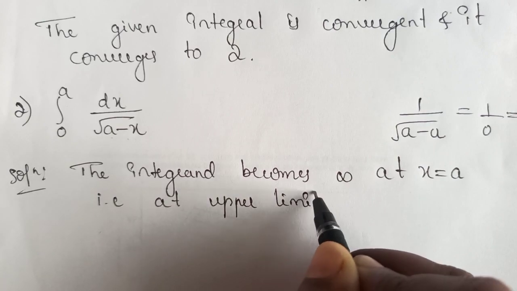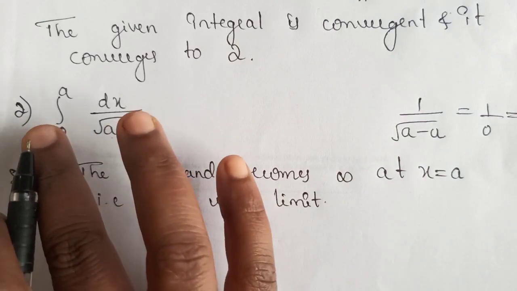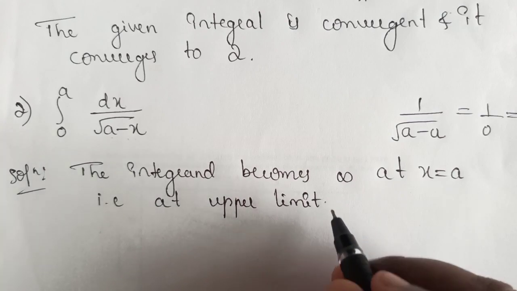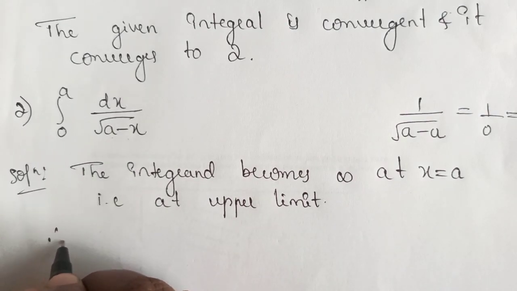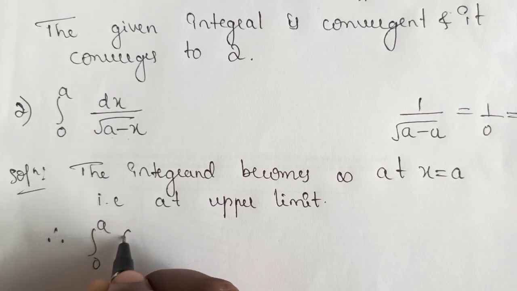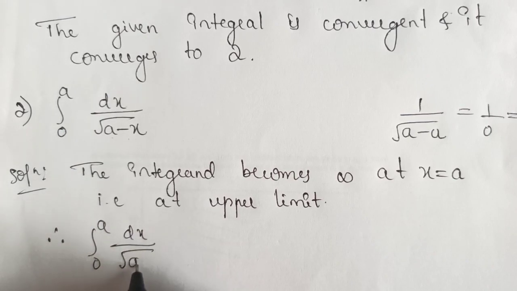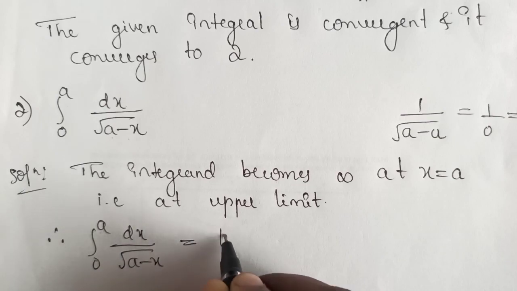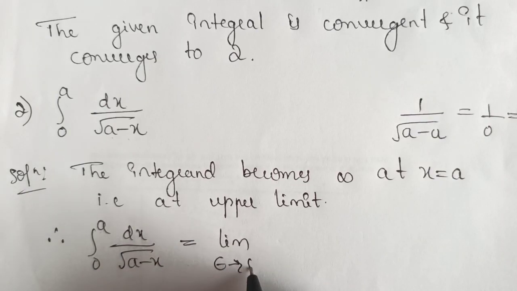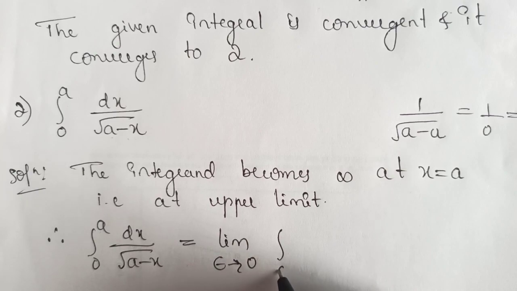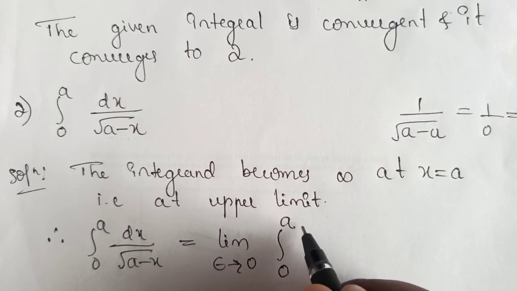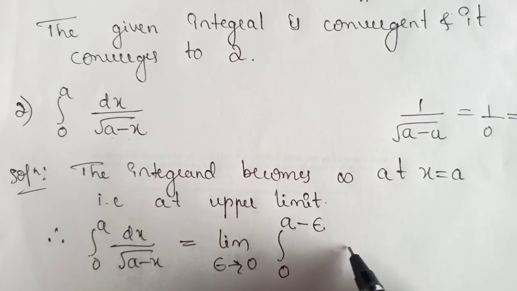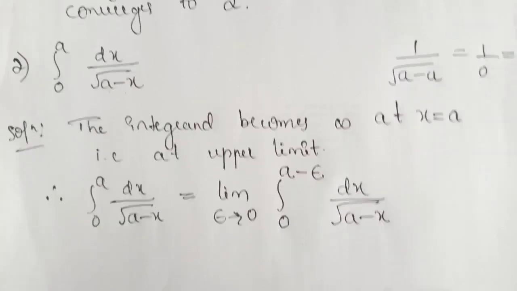If the integrand is infinite at the upper limit, then we go for subtraction. So we change this as limit epsilon tends to 0 of the integral, we keep this 0 as it is, the lower limit as it is, and we change the upper limit, that is a minus epsilon, dx divided by root a minus x.